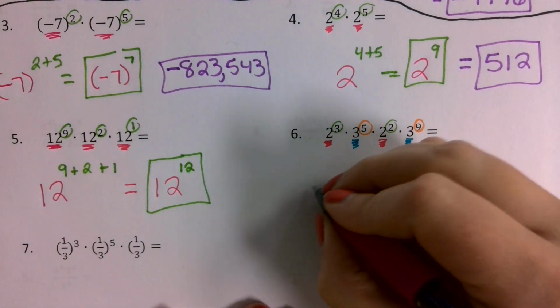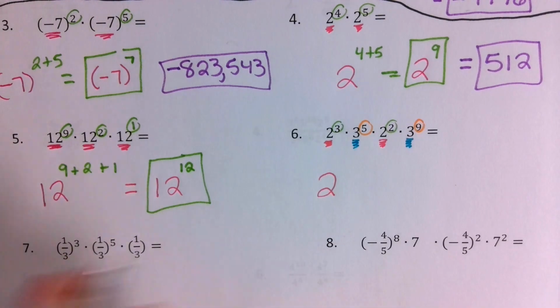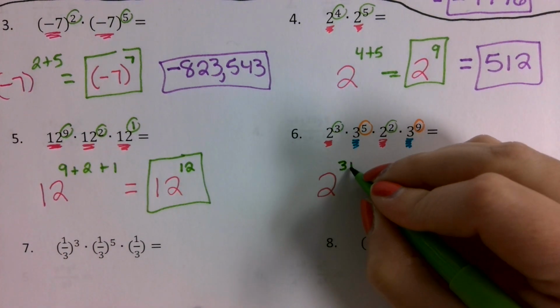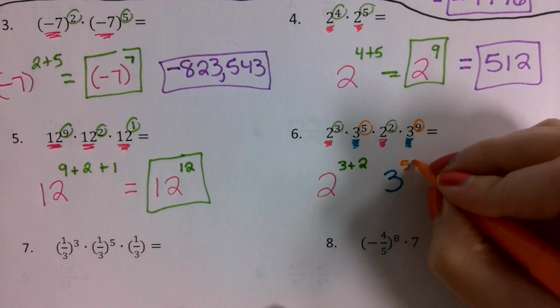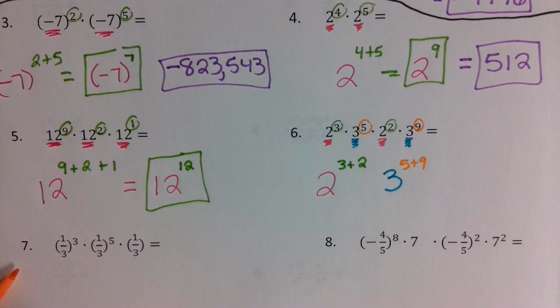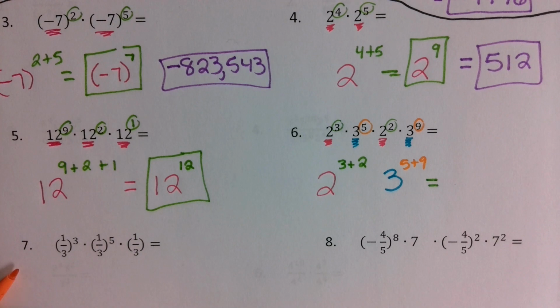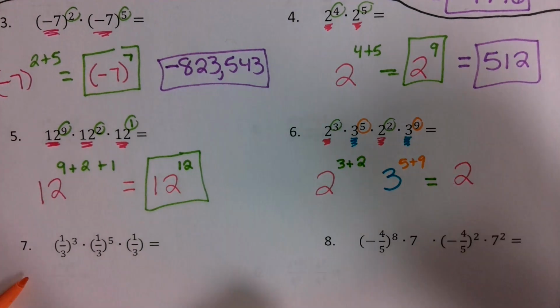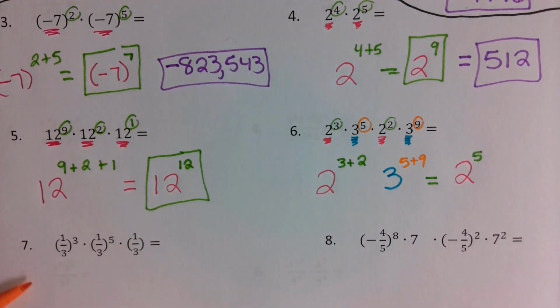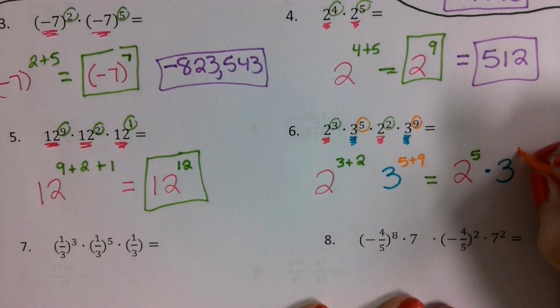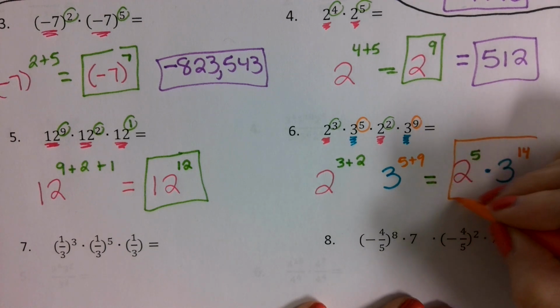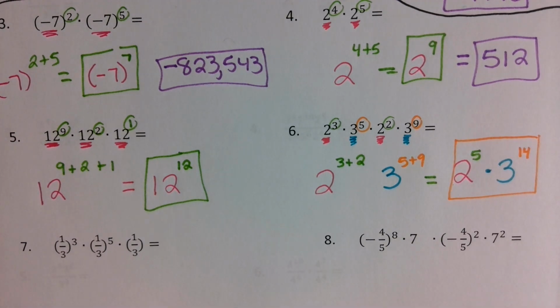So we're going to start with the base of 2. We have 2 to the 3 plus 2 power. Then we've got 3 to the 5 plus 9 power. So when we work that out, that becomes 2 to the 5th power times 3 to the 14th power. And there's our final answer. Okay, if they wanted you to evaluate, that would be fine.